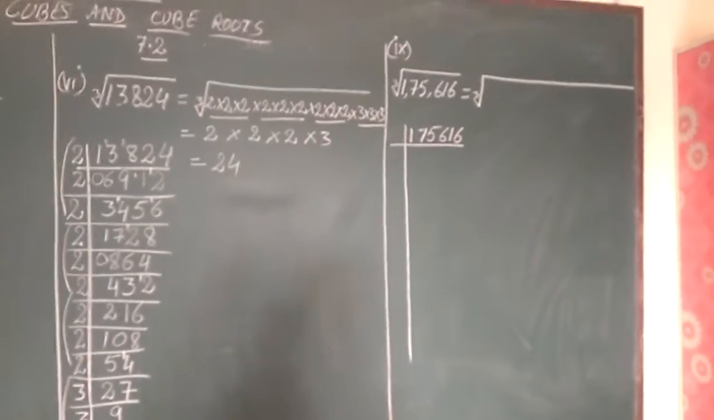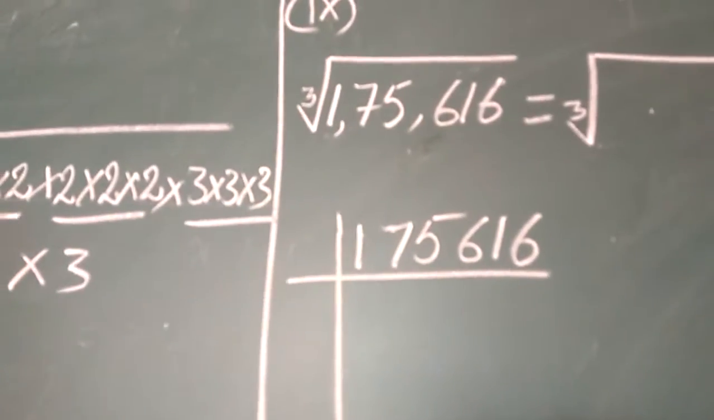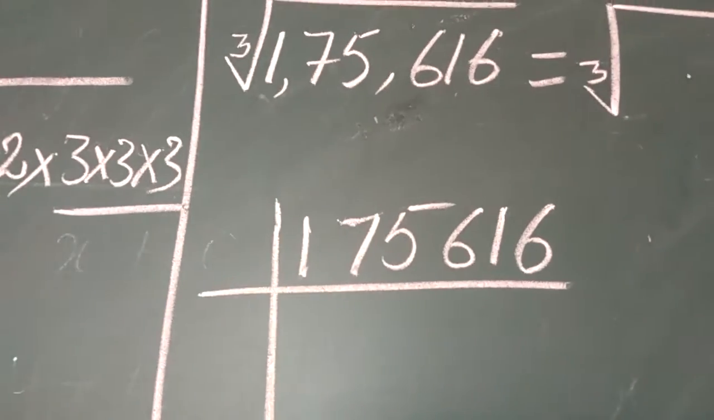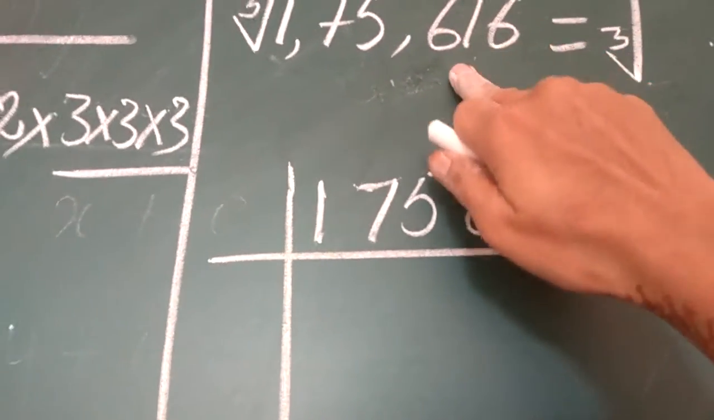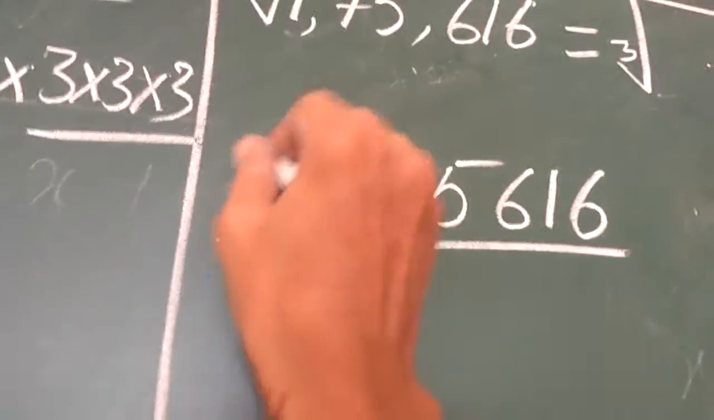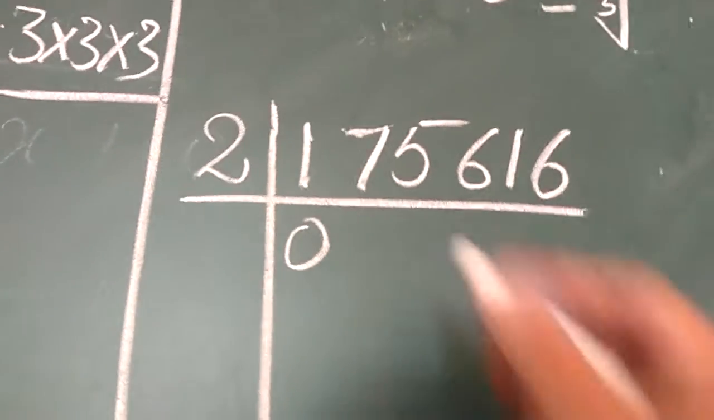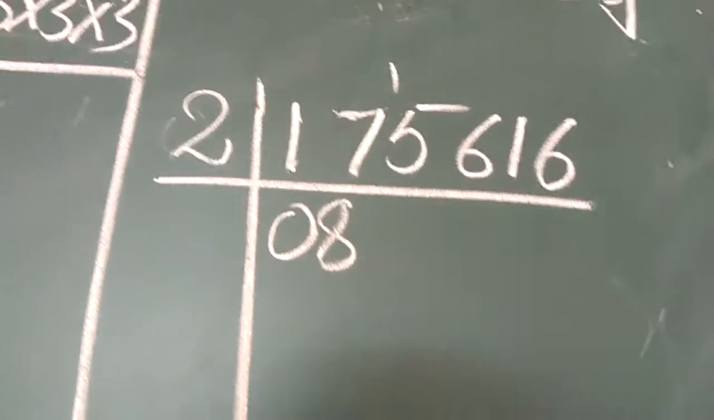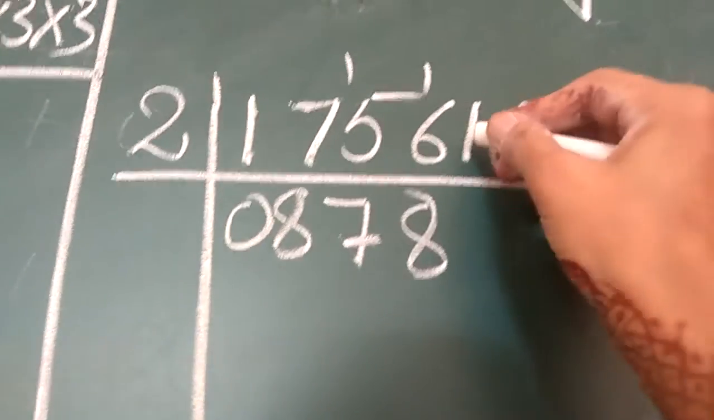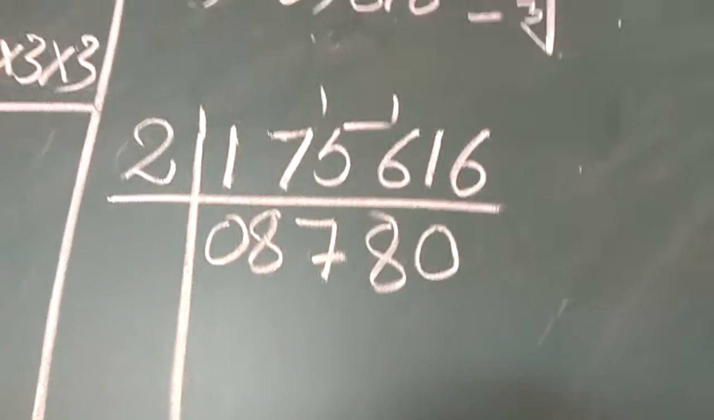Now let us solve the 9th part, dear students. Now 1,75,616. Don't panic by looking at the larger number. This is again even, so let us divide it by 2. 0 is not divisible. 17, 8 2s are 16, 15, 7s are 14, 16, again 8. Again dear students, be very careful, 1 is not divisible, so place a 0.